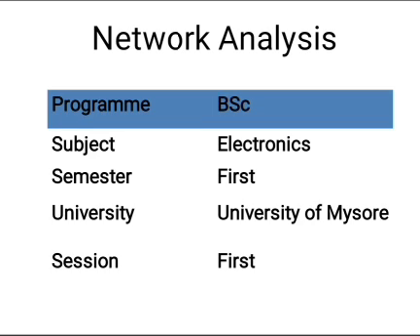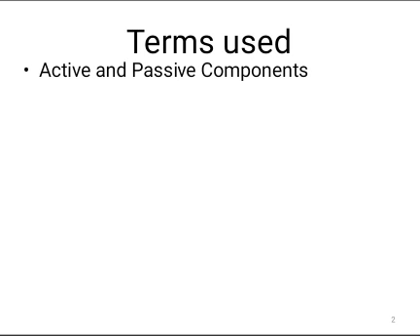In this session, I will explain Kirchhoff's laws. Before that, you must know about some terms. All electronic networks contain electronic components. The electronic components are classified into two types: one is active components and the second is passive components.